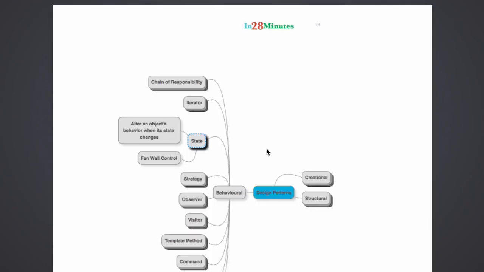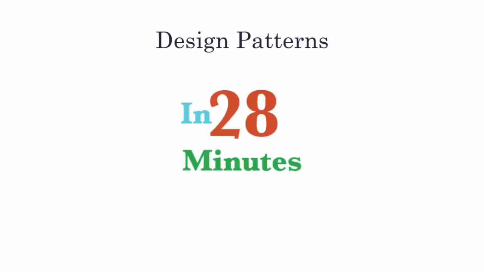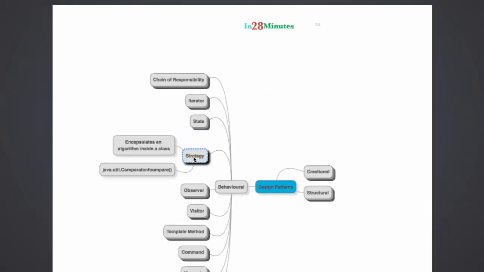In the example which we looked at, based on the level at which that particular object is in, the behavior changes. So if it's at level 1, because we are now switching to a different implementation of that interface, the behavior changes. Let's move on to the next pattern, the strategy pattern.